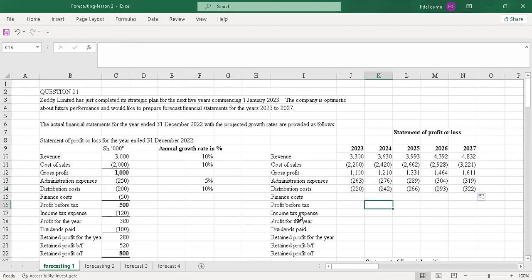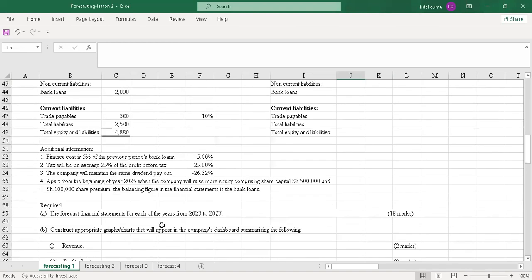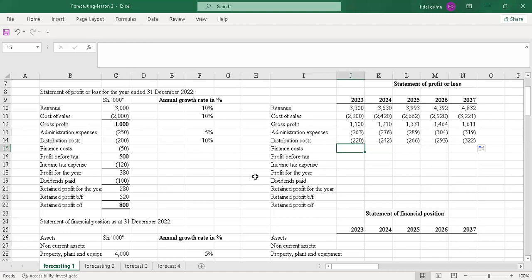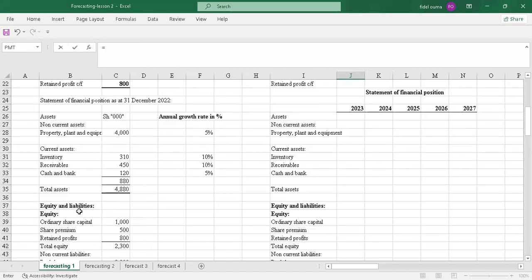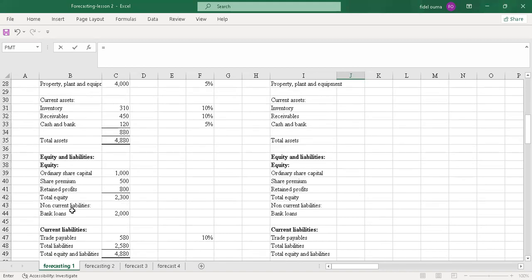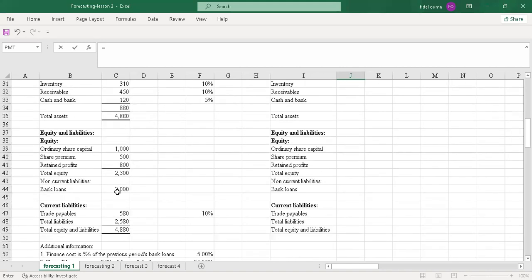Those values come automatically. Yeah, so finance cost, we are told in additional information number 1 that finance cost is 5% of the previous period's bank loans. So I'll check the previous period. When you are in 2023, the previous period will be 2022. So I'll go to 2022. Where is 2022? And I check the bank loans. What is the bank loan in 2022? Yeah, it's here. So the bank loan here was 2,000. So I'll pick 2,000.